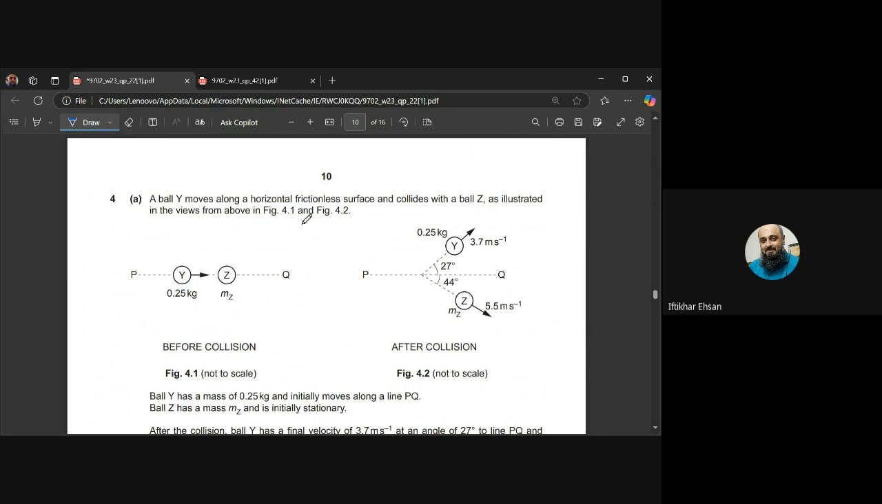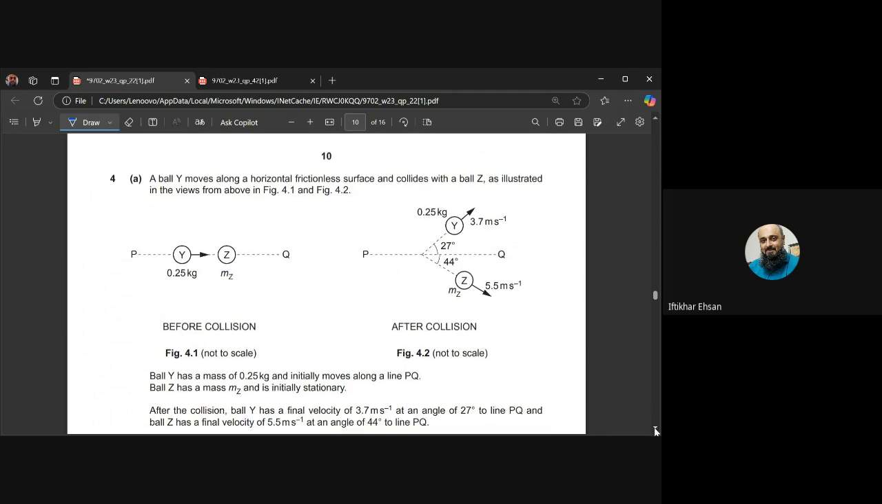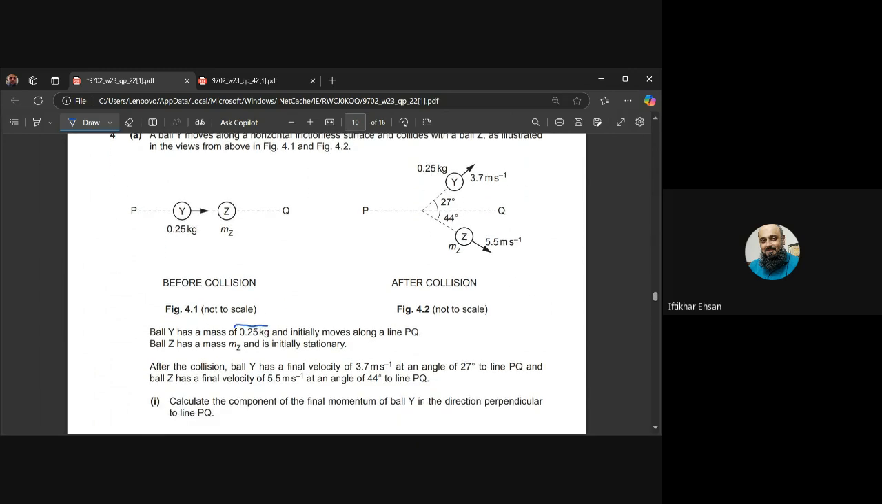A ball Y moves along a horizontal frictionless surface, and the situation is illustrated in the diagram. Before collision, ball Y has a mass and initially moves along a line PQ, and the second ball has mass mz, not given, but is stationary. After the collision, Y has a final velocity, Z has this, and the angles are given. Calculate the component of the final momentum of ball Y in the direction perpendicular to line PQ.